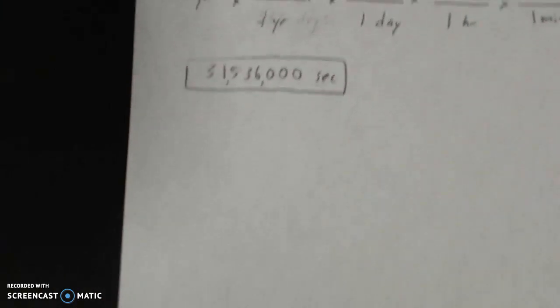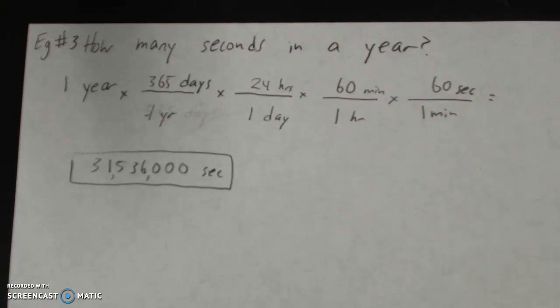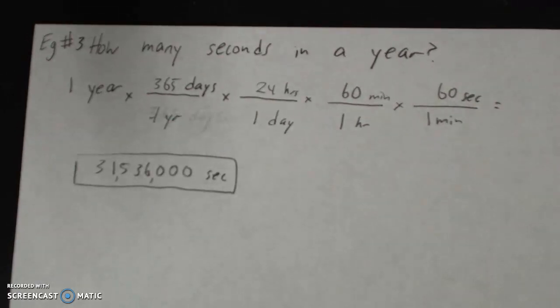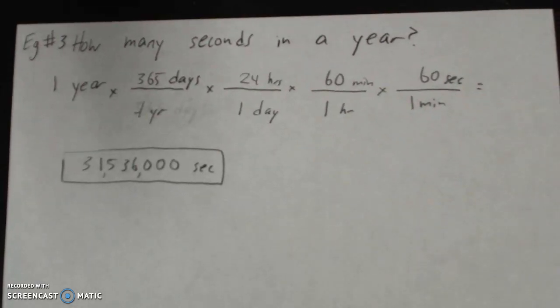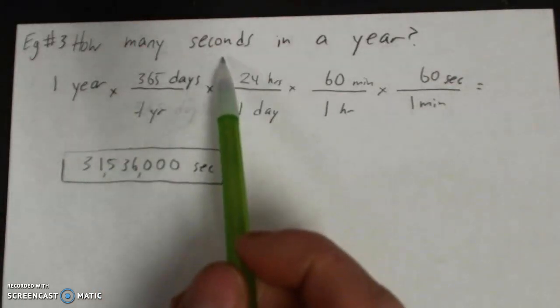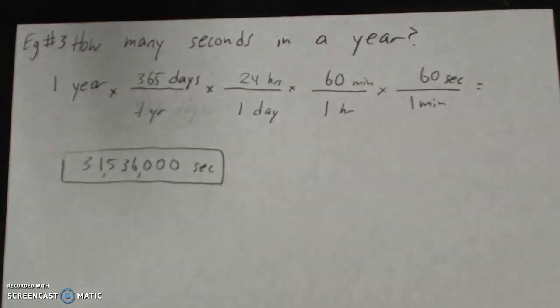A third example that we'll take a look at is how many seconds are in a year. So this will be a multi-step dimensional analysis problem. And we'll have to know some conversion factors here, which I think you probably know already. I've got 1 year as my starting value. I want to know how many seconds are in that year. So it's going to be a lot of seconds. If you get not a big number, you know you did something wrong.